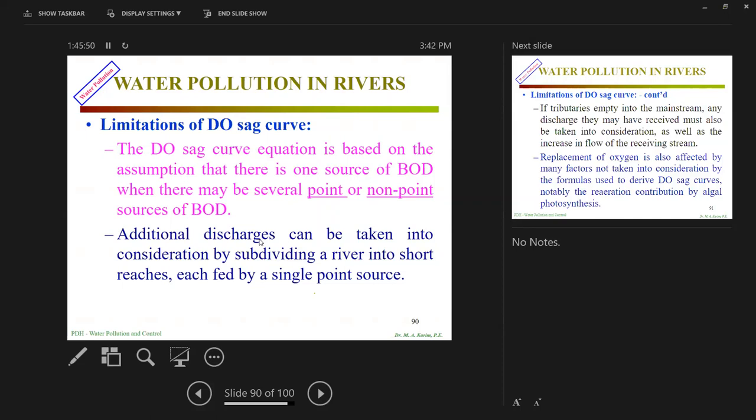Additional discharge can be taken into consideration by subdividing a river into short reaches, each fed by a single point source. So that means if I have multiple discharge points, then I have to divide the river into multiple segments and get the equation for different segments.